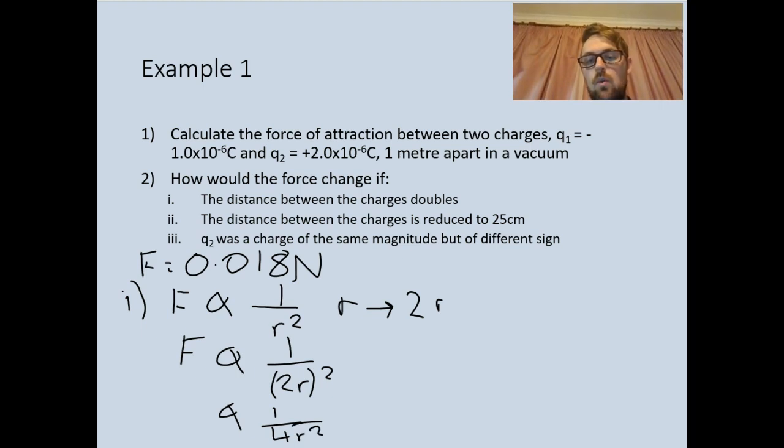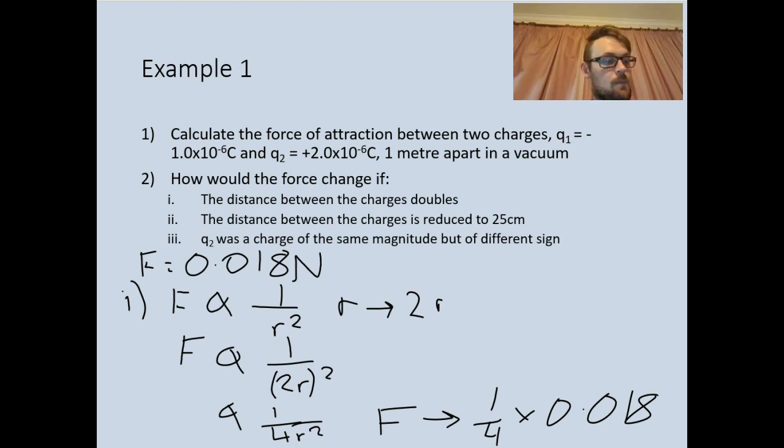So what this means is that if I double the distance, my force becomes 1/4 of my original force, which is 0.018. Then you just put that in your calculator, and therefore the new force equals 4.5 times 10 to the negative 3 newtons. Okay, so that's the first one, part 1.